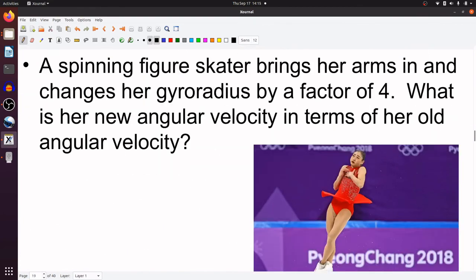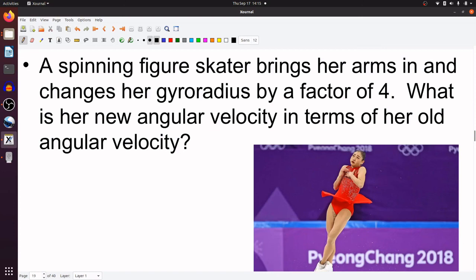Anywho. Classic problem. Spinning figure skater. Now this is going to use the conservation of angular momentum. She spins, she brings her arms in like the picture, and when she does this, she changes her gyro radius by a factor of 4. Basically, a gyro radius is kind of like if it were a point particle, where would the mass be concentrated? Like, what would be the center of gravity, kind of? Well, rotational center of gravity, kind of. Anyways, she's going to change it by a factor of 4, or you can even say she just changes her radius if you want. What is her new angular velocity in terms of her old?